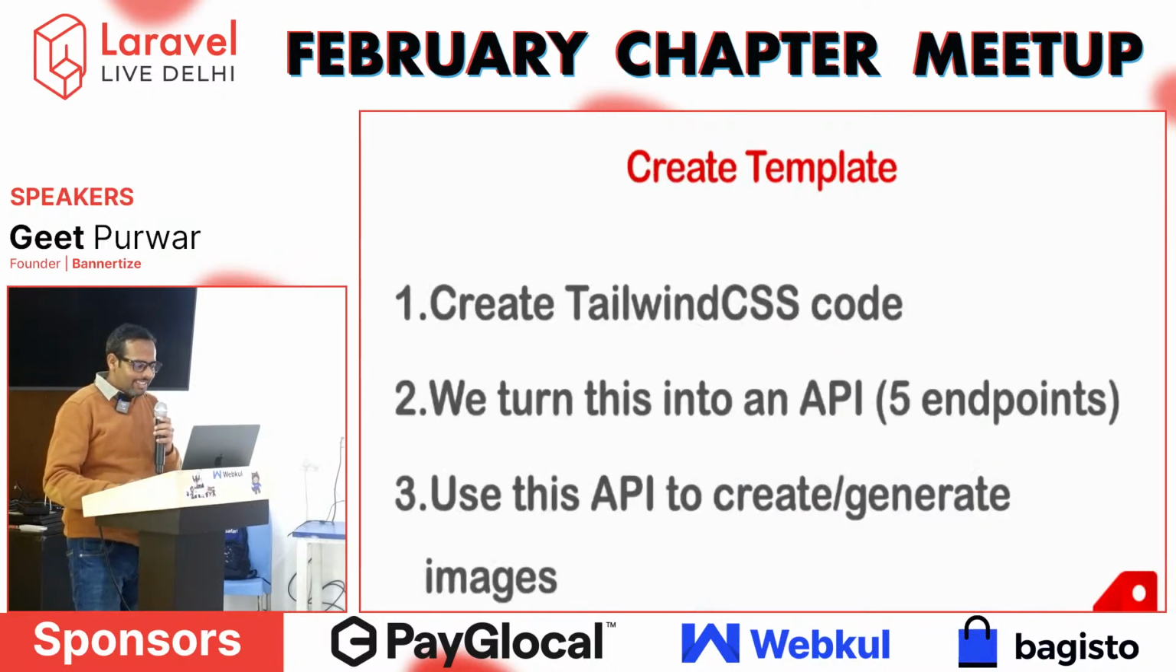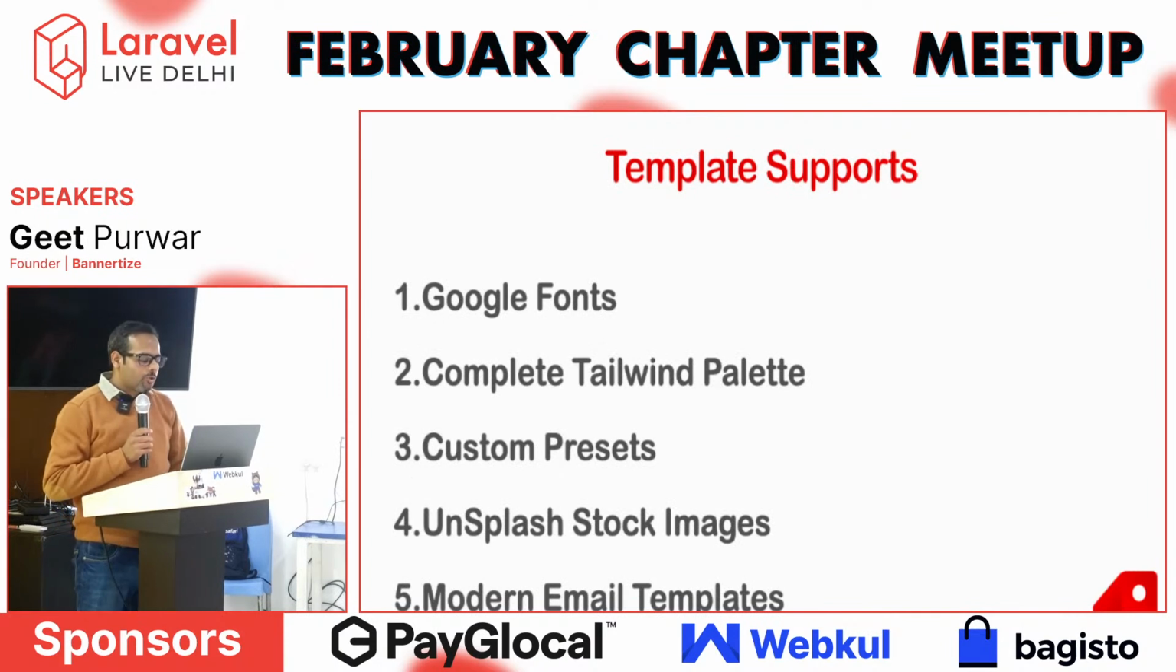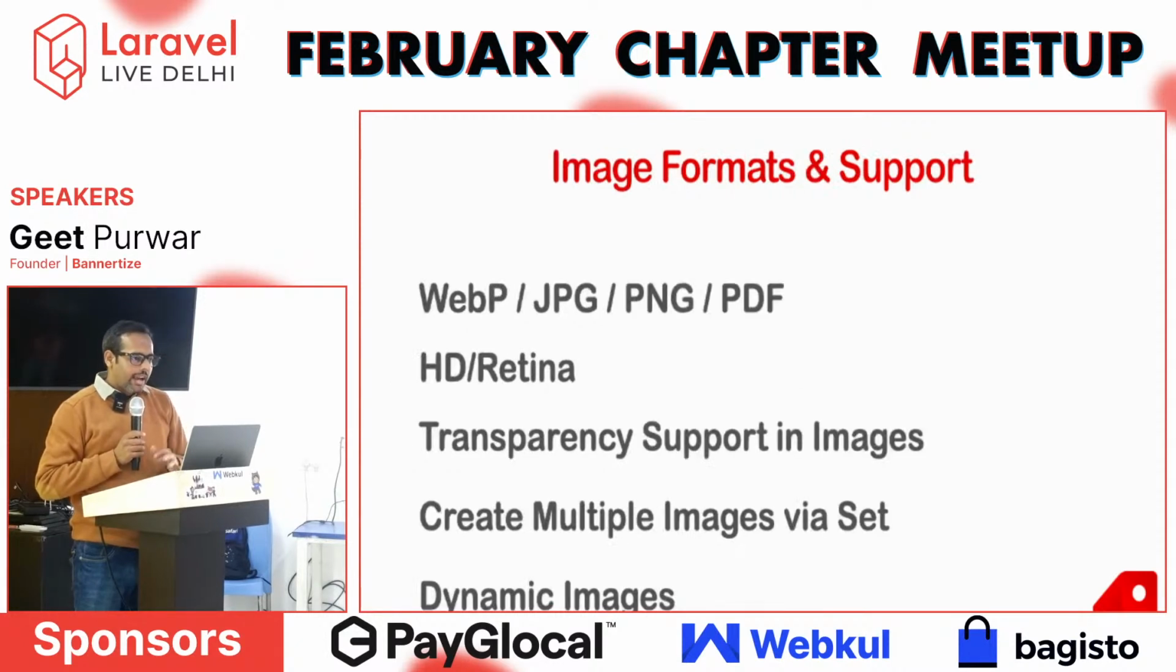But all right, so let me start step by step. This is how we create a template. We write Tailwind CSS code, we get an API, and we can send requests to that API to create images. The template supports all sorts of facilities such as Google Fonts, the complete color palette, stock images, and all kinds of email templates. And the images that we get from Bannertize are in formats like WebP, which is pretty much optimized, lossless, and small in size.